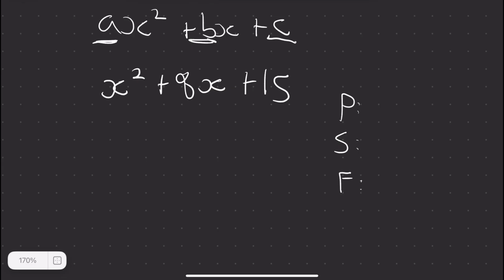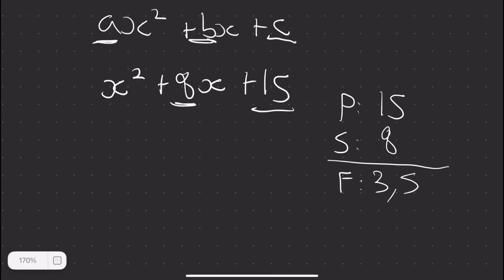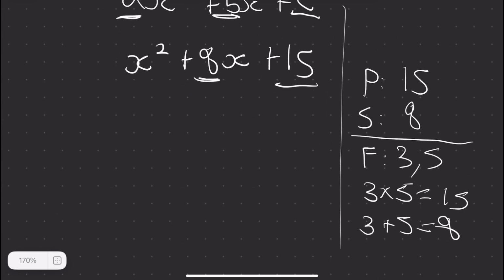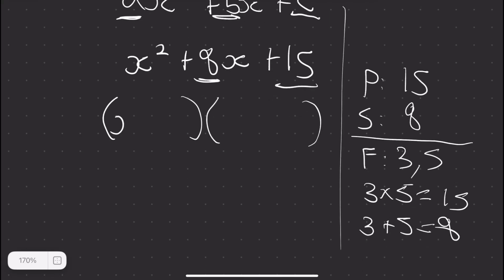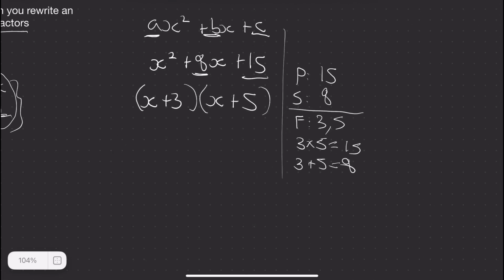In our case, 15 is our c term, so we want two numbers that multiply to 15, and 8 is our b term, and so we want two numbers that add to 8. Straight away we can see that the factors will be 3 and 5, because 3 times 5 is equal to 15, and 3 plus 5 is equal to 8. For monics such as this, we can straight away get our two sets of brackets, put our variable in here, in our case x, and then put our factors inside, so it should be positive 3 and positive 5. So this is the fully factorized form.